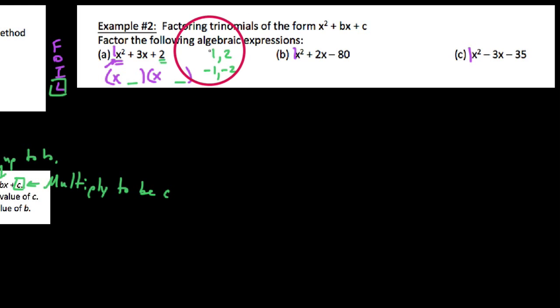But out of all of these possibilities here, which there are only a 2, we say which ones also add up to be a positive 3. And I notice that positive 1 and positive 2 would do this. So positive 1 and positive 2, this would certainly be easy to check.